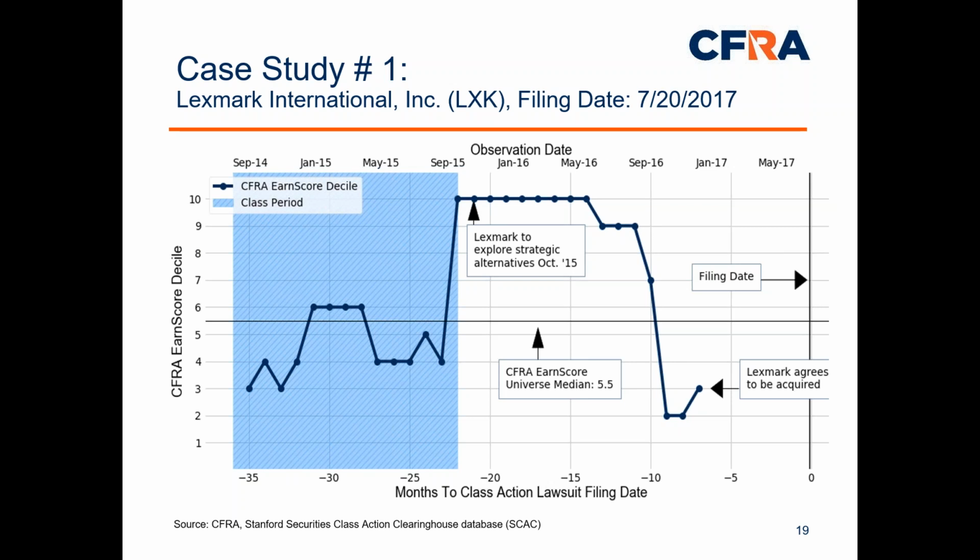Here's where CFRA earnings scores can help. We believe earnings scores bounced around at normal levels before shooting up to the 10th earnings decile, meaning the danger zone, in August of 2015. This was 22 months prior to the filing date, and the earnings score remained elevated for a full 12 months. We think that the management likely realized the end market was in trouble during this period, and management decided to take larger and larger accruals in preparation for its announced strategic alternatives, announced October of 2015.